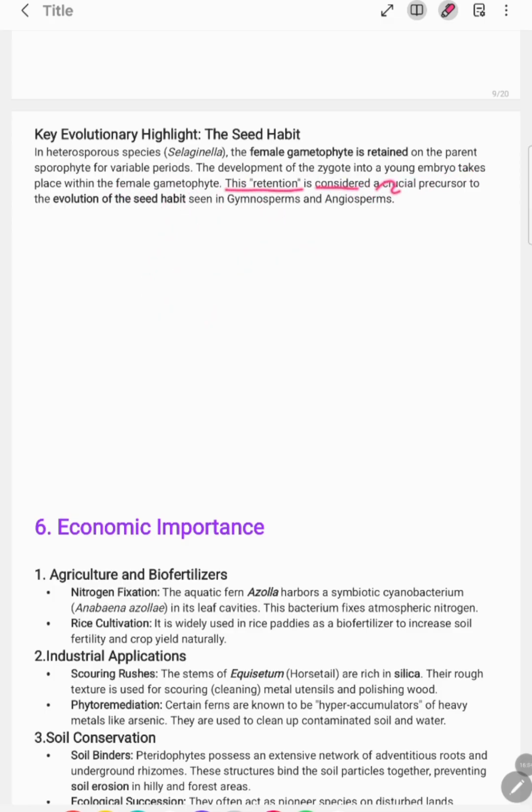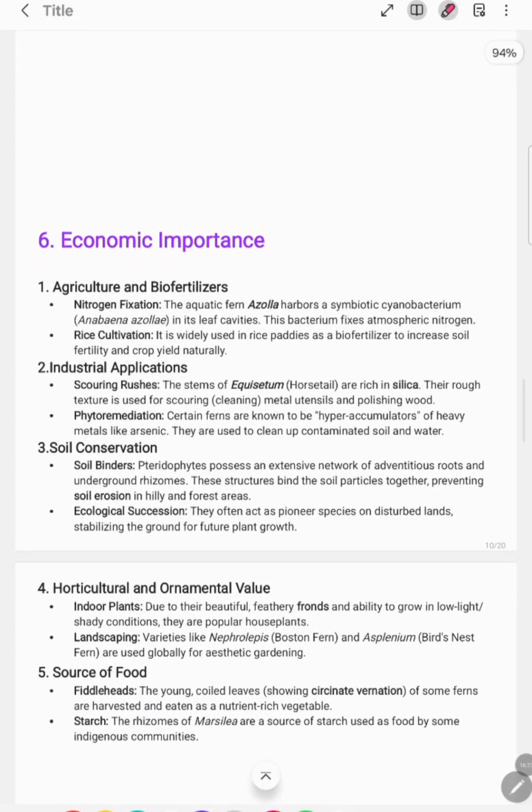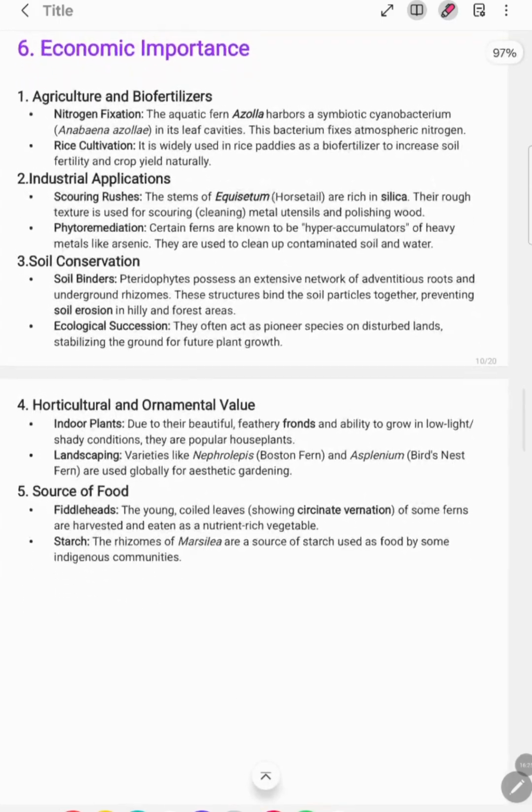This retention is considered a crucial precursor to the evolution of the seed habitat, which we are going to see in gymnosperms and angiosperms. Okay, now we are going to deal with some economic importance of the pteridophytes.